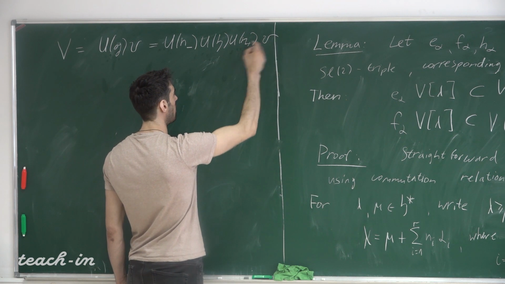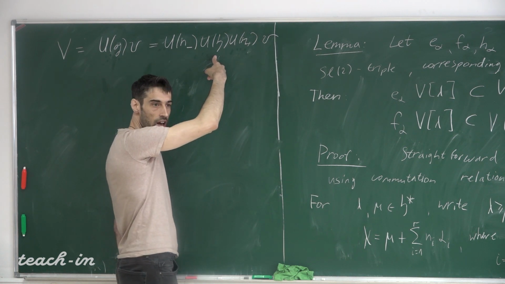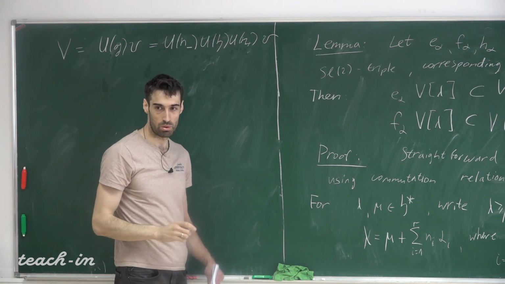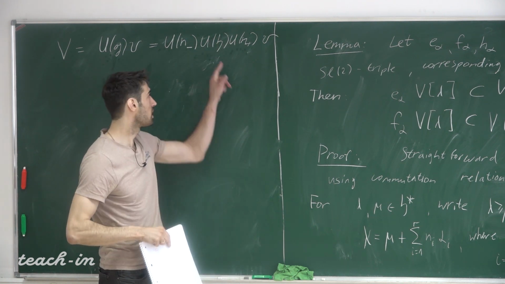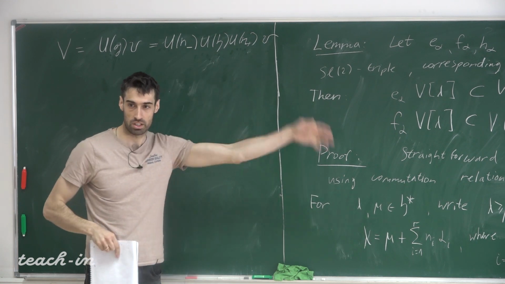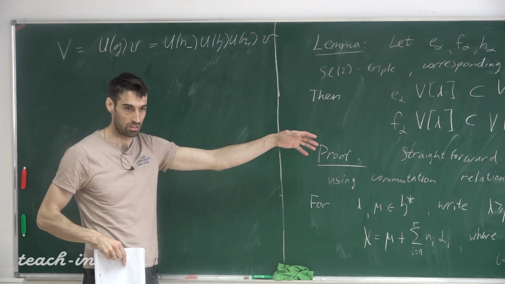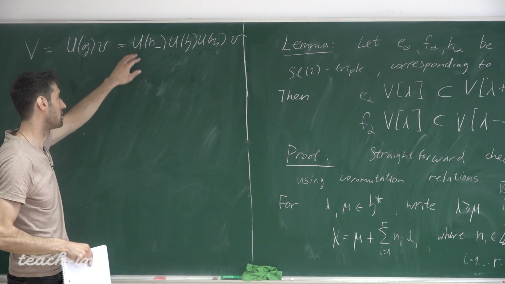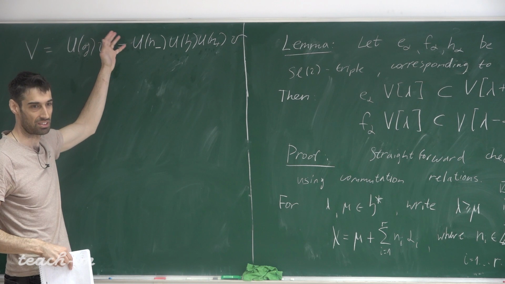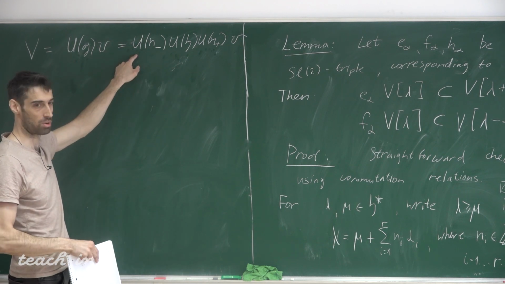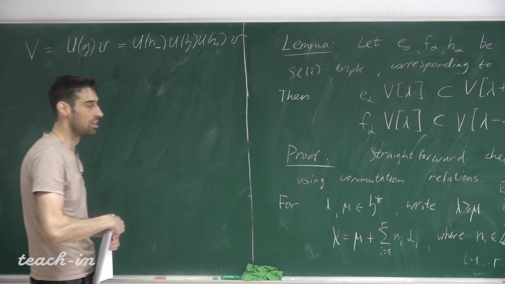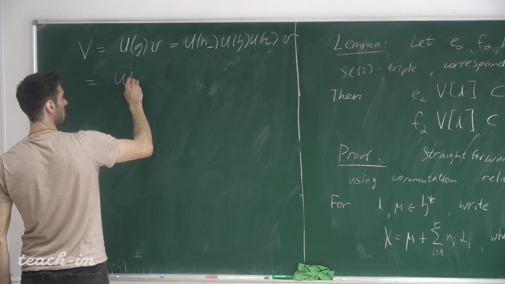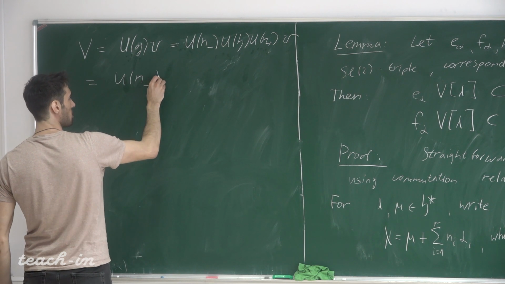But h, this one I also can erase. Why? Because h acting on v just multiplies it by a number. Since this is some algebra, I can hide the number in here. So therefore, I can write it like this: U of n minus, v.